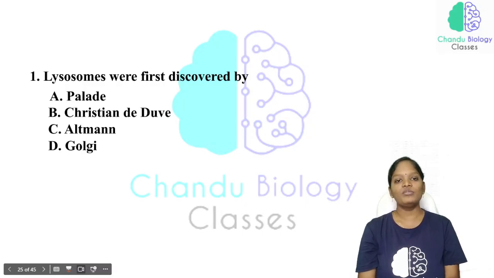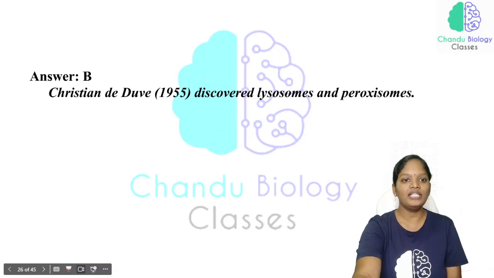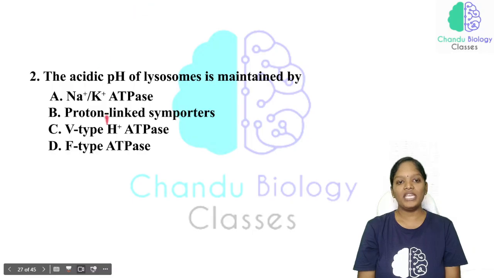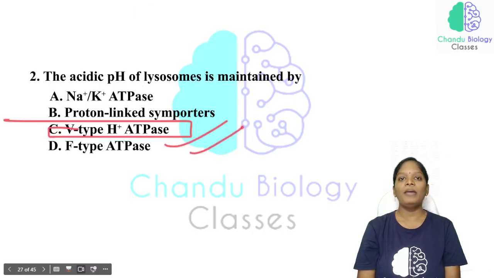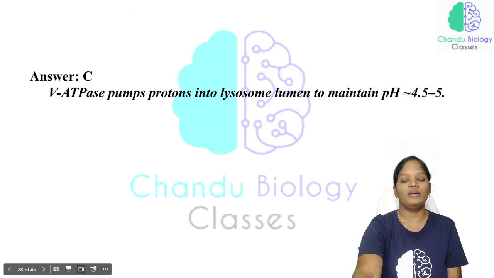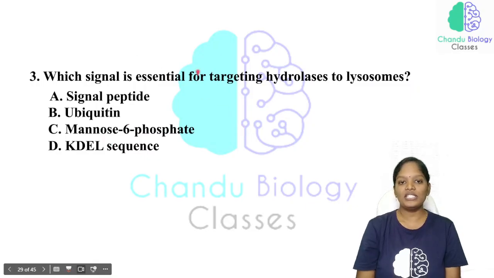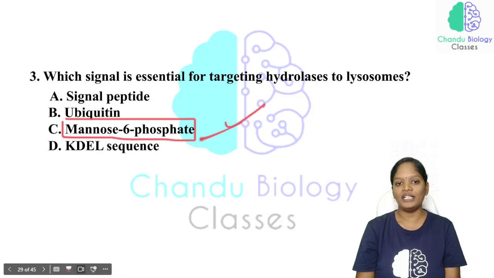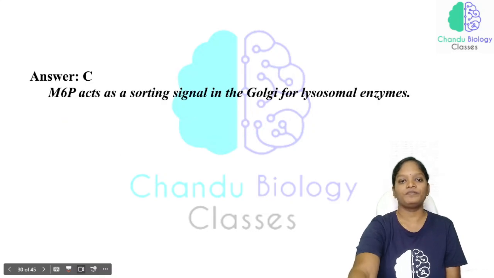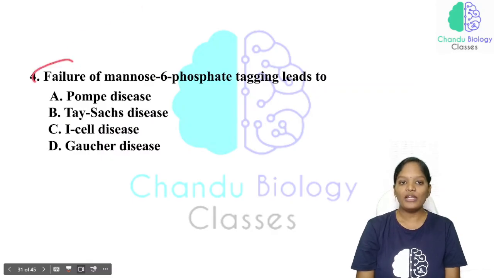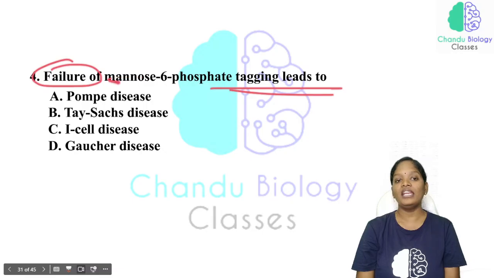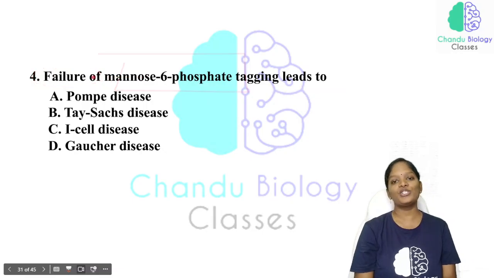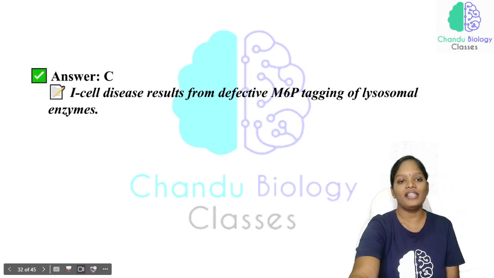So we have completed all the important functions with respect to the lysosome. The first question: lysosomes were first discovered by, and we know who discovered the lysosome. It is none other than Christian de Duve. Now, the acid pH of the lysosome is maintained by V-type H plus ATPases. Which signal is essential for targeting hydrolases to the lysosome? That will be the mannose 6-phosphate signal. Failure of mannose 6-phosphate tagging leads to I-cell disease.